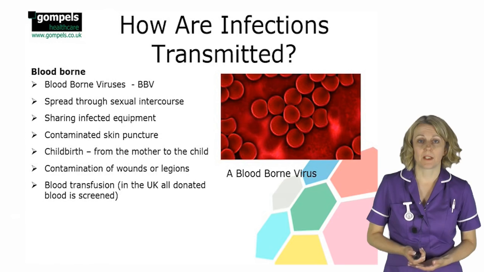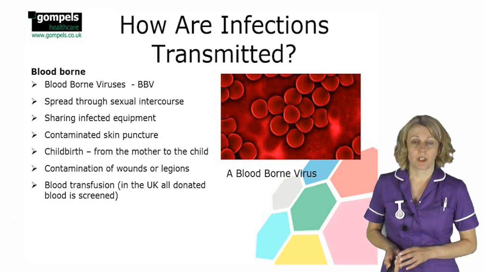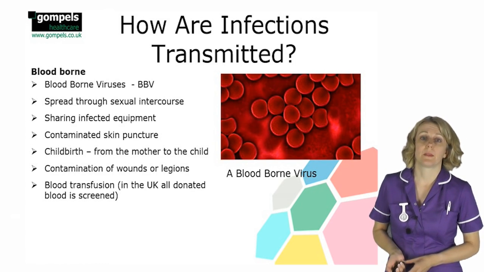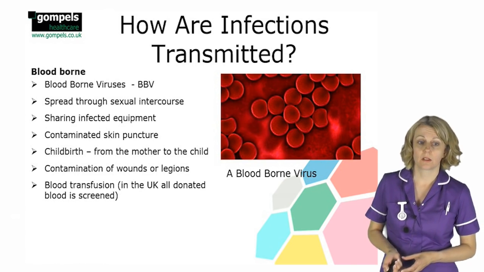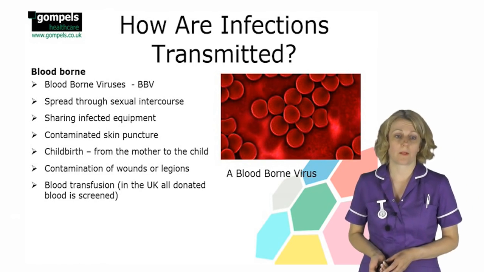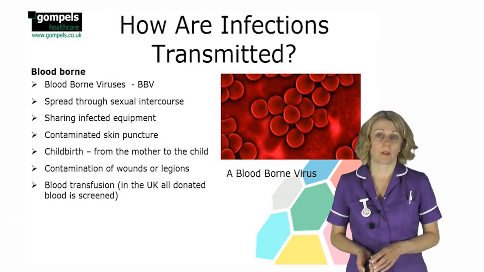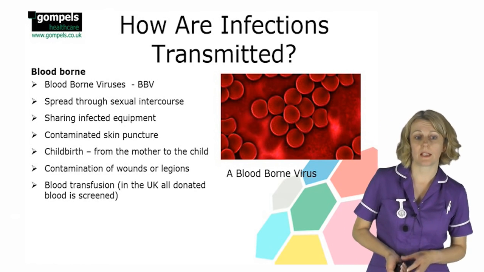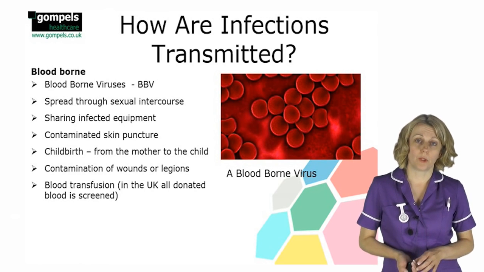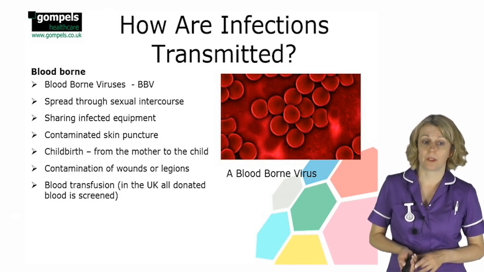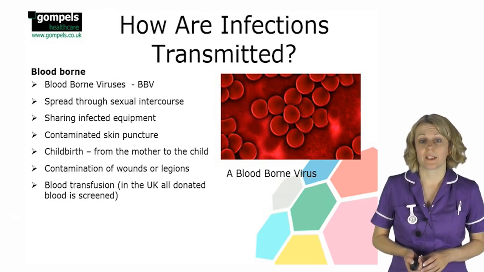You can also be infected via a blood-borne virus. These are also known as BBVs. And there are a number of ways in which blood-borne viruses can be transmitted. So through sexual intercourse, through the sharing of infected equipment, or through a contaminated skin puncture. Transmission can also be vertical, and by that we mean during the process of childbirth from the mother to the child, as occurs with HIV sometimes, the contamination of wounds, or via blood transfusion, although in the UK now all donated blood is carefully screened.